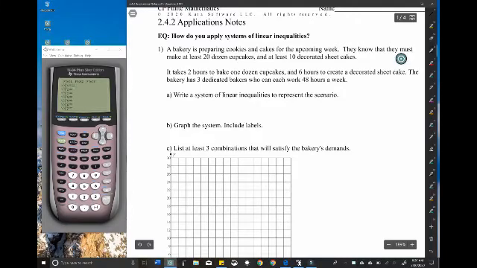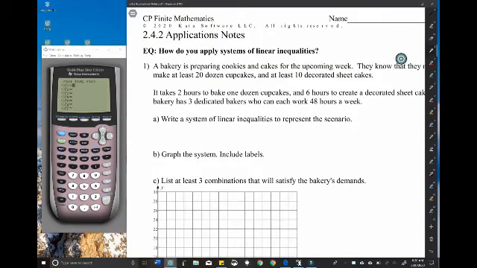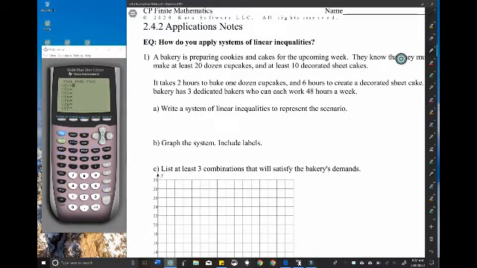Welcome to lesson 2.4.2, application notes. I know a few of you already did this problem, so you can skip ahead to the next one, but if you didn't or you needed a refresher, here are some notes on applications of our system of linear inequalities.